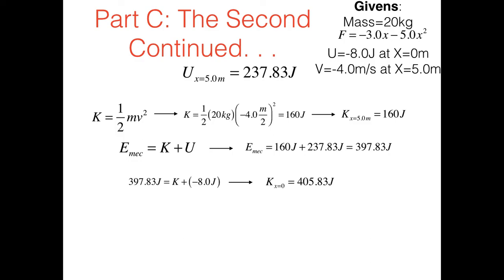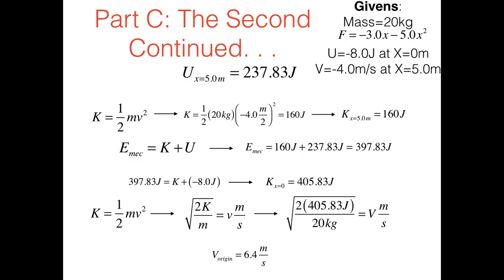Plug this back into that equation to solve for the kinetic energy at x equals 0, and we'll get 397.83 joules is equal to the kinetic energy at x equals 0 plus the potential energy at x equals 0, which we know in this case to be negative 8 joules. Add 8 to both sides to get a kinetic energy at x equals 0 of 405.83 joules. Plug right back into kinetic energy equal to 1/2 mv squared, which you've rearranged to solve for velocity, and you'll once again get a velocity at the origin of 6.4 meters per second.